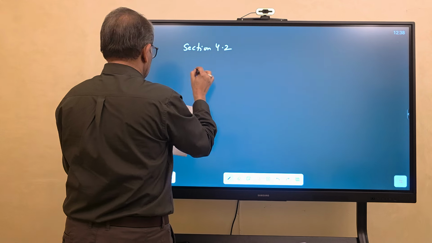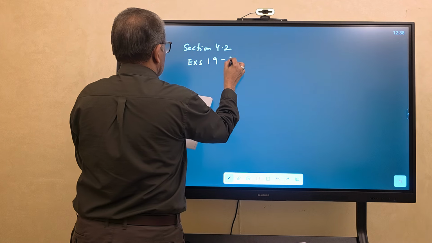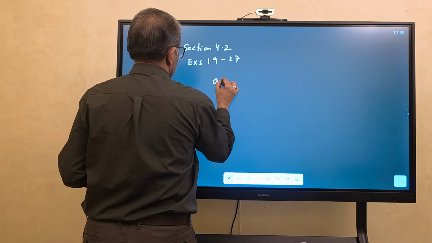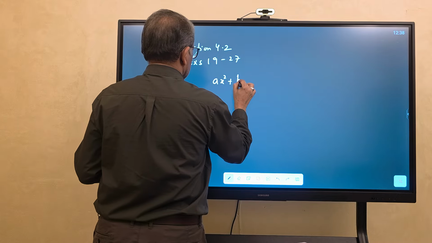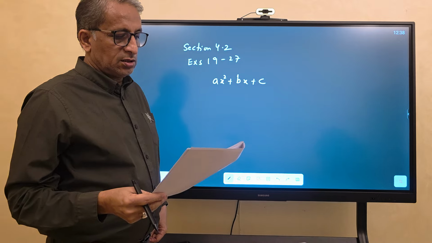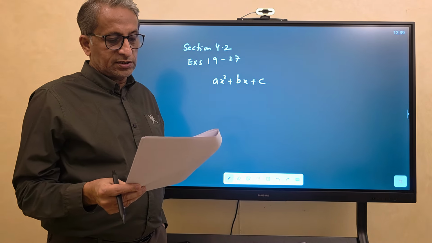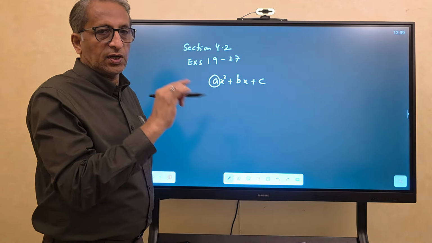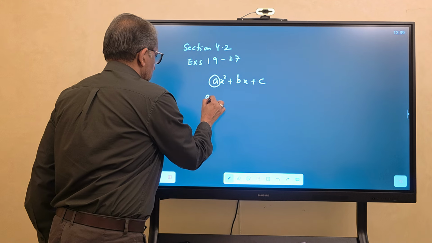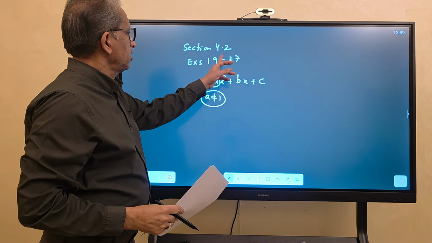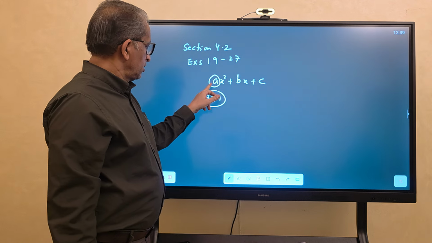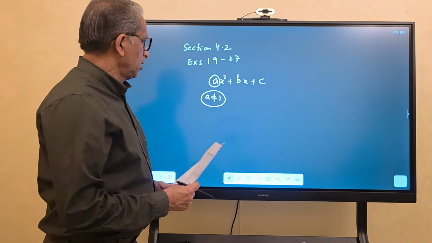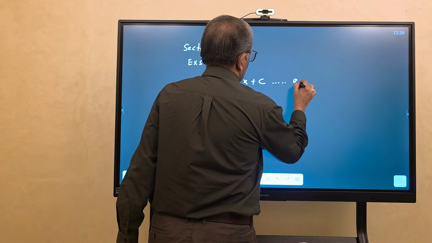Section 4.2, examples 19 to 27. So here we discuss a different method. If your trinomial is like this, you see in the earlier examples, section 4.2, examples 1 to 18, the number with x square was always 1. Now here, this a is not 1. In examples 19 to 27, we have a trinomial where this a is other than 1. If that is the case, how do we find the factors? The method we are using here is called the AC method.